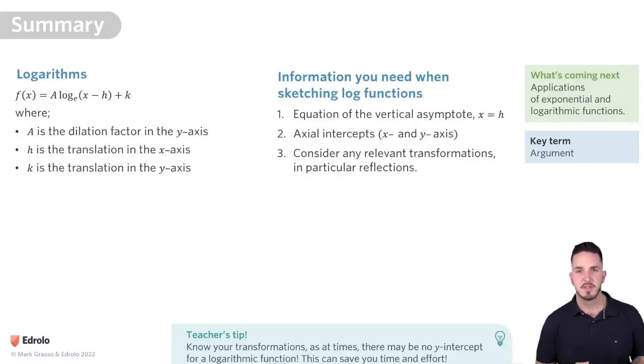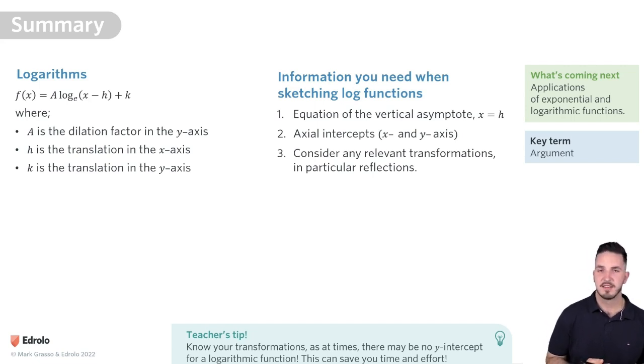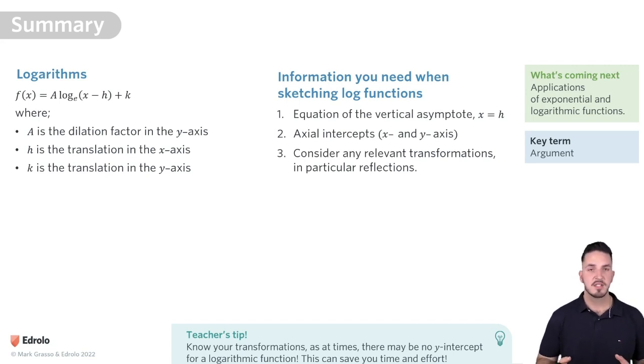So when we're sketching logarithms, we know the general form of a logarithm is f of x equals a log base e of x minus h, plus k. Some of the important parts are the dilation in the y-axis, the translation in the x-axis, and the translation in the y-axis. Information you need when sketching logarithmic functions: firstly, the equation of the vertical asymptote. Then you need your intercepts, and then you need to consider any relevant transformations, in particular those reflections. This will then impact your domain and range, particularly if your domain has been restricted.